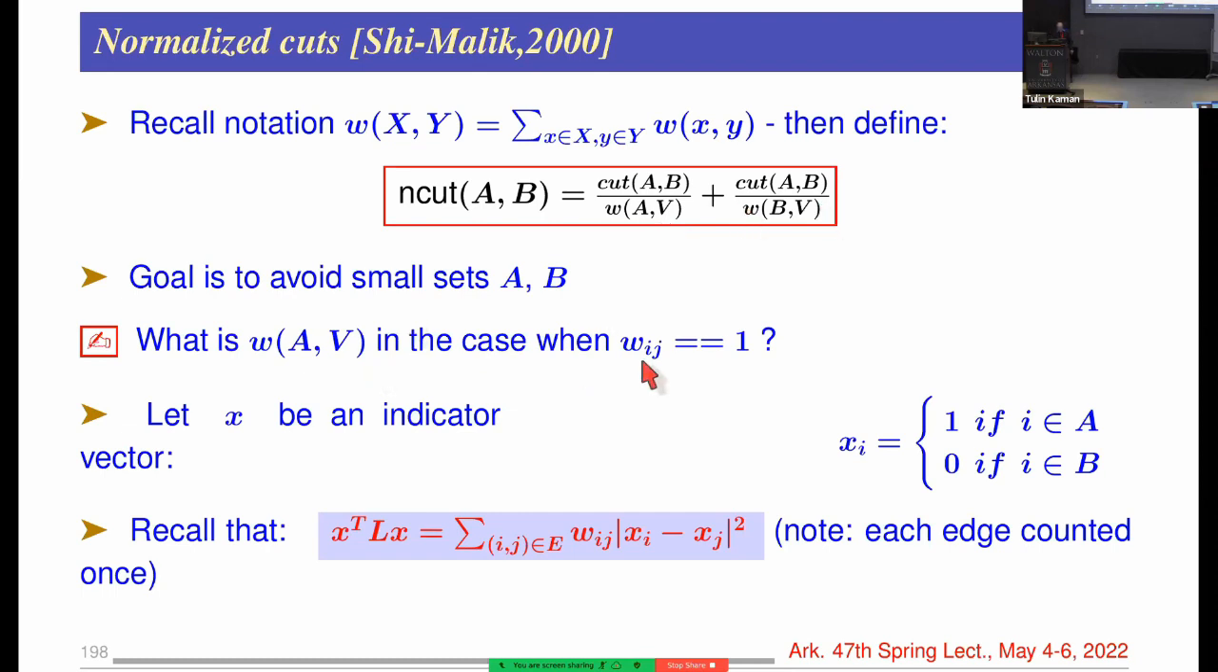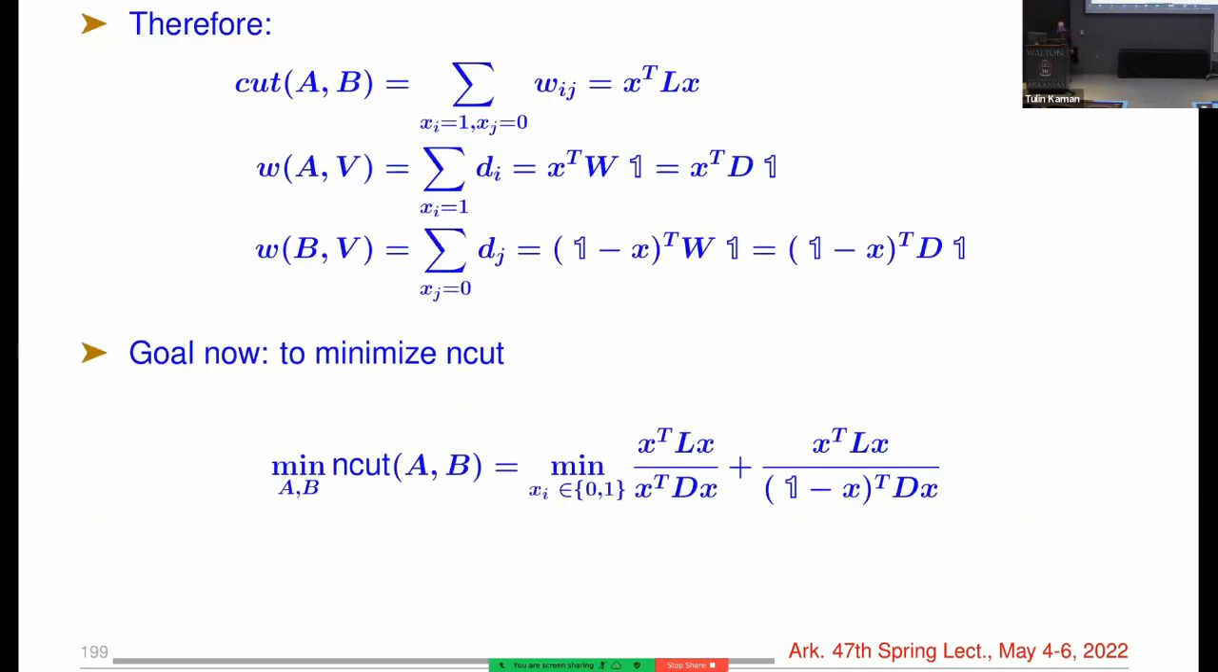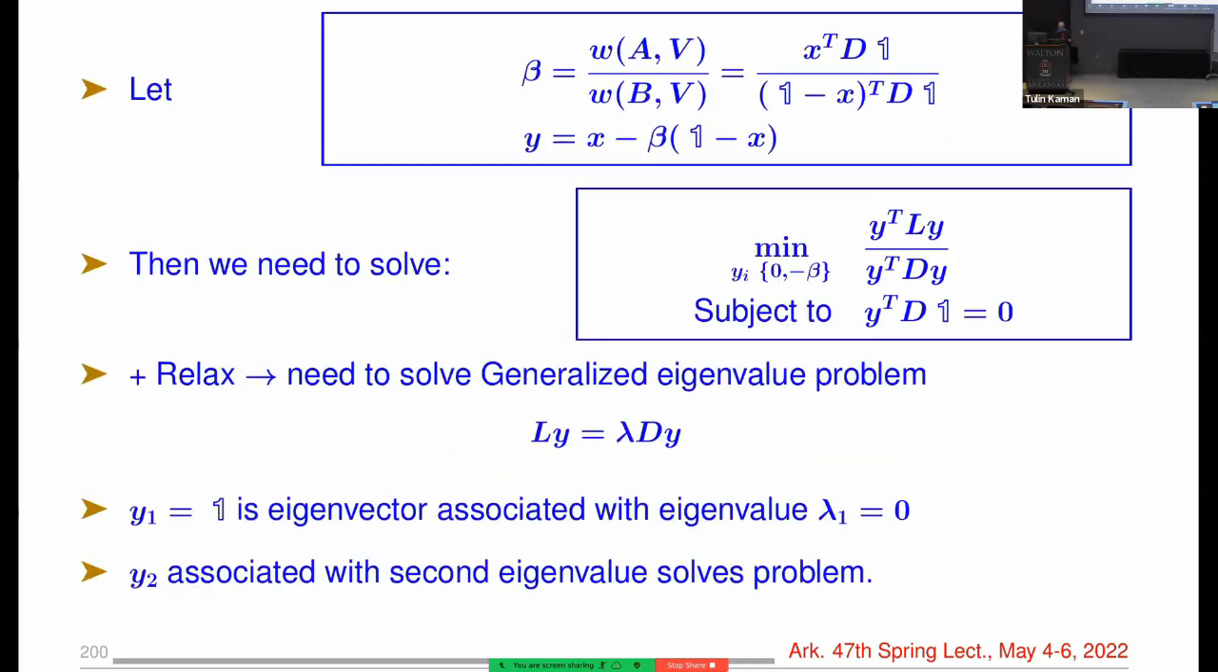And to make a long story short, it actually gets a little messy, but in the end, the result is very simple. The result is you need to solve an eigenvalue problem like this. It's a generalized eigenvalue problem where D is the diagonal degree matrix of the graph, and L is just the graph Laplacian.